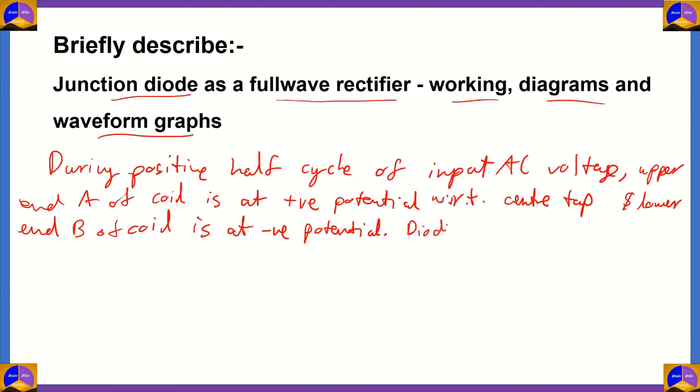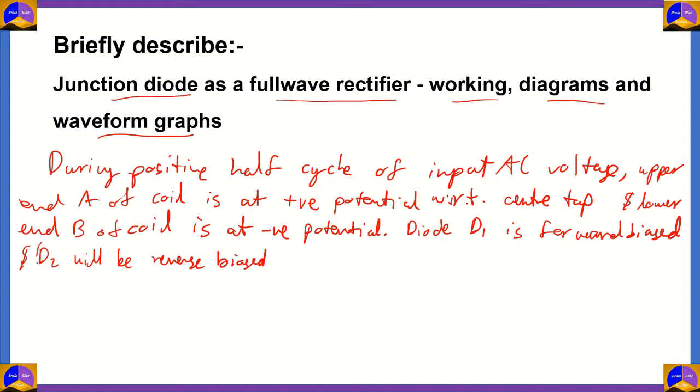The diode D1 is forward biased, and the diode D2 will be reverse biased. So there will be infinite resistance with respect to D2, but there will be conduction of current through D1. So therefore, since you have a center tap in the coil, current does flow through the circuit. So D1 conducts and D2 does not.